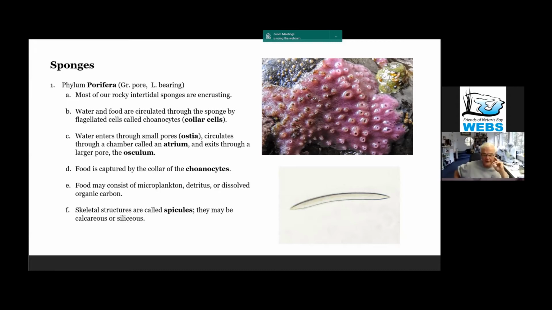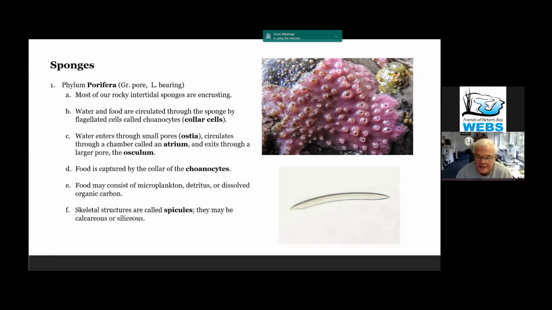You're probably familiar with the bath sponges you can buy at a store, natural sponges. I've got one sitting in my desk right here. I don't know if you can see it or not. If you can't, I'll show it to you sometime. But anyway, there's that kind of sponge.